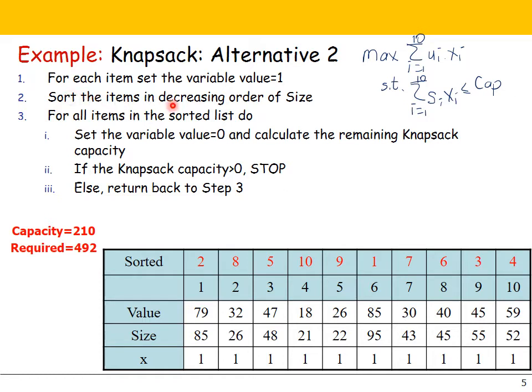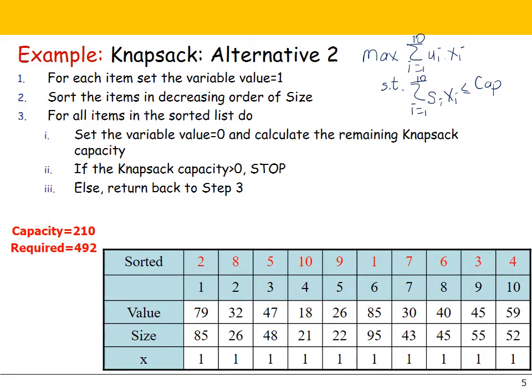But in step 2, what do we do? We sort the items in decreasing order of the size. So look, this is the size. The largest size is for item 6 with 95. Then the second size is this, item 1 with 85. Then the third one is this, item 9 with a size of 55. And the fourth one is this. So we are sorting them in decreasing order, and this row shows you the sorted list.